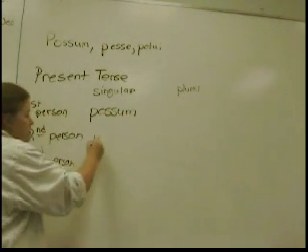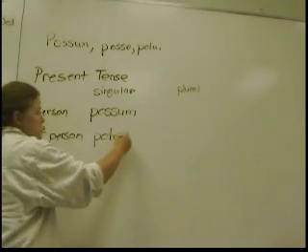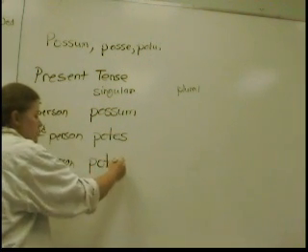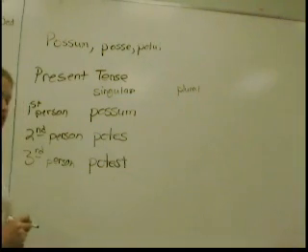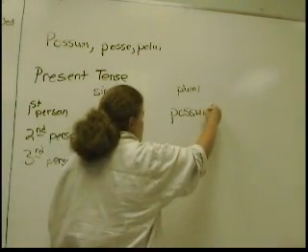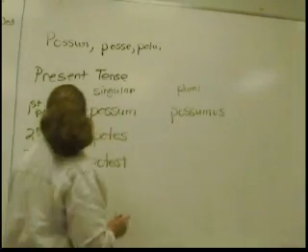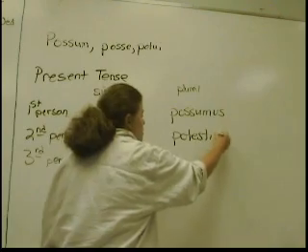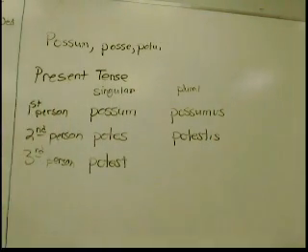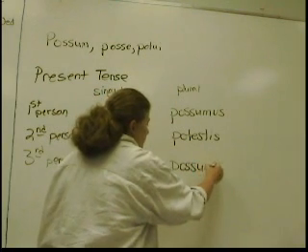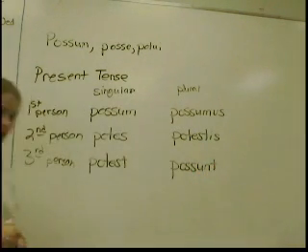The second person singular is potes, and that means you are able. The third person singular is potest, and that means he, she, or it is able. The first person plural is possumus. That means we are able. The second person plural is potestis. That means you, plural, are able. And the third person plural is possunt. And that means they are able.